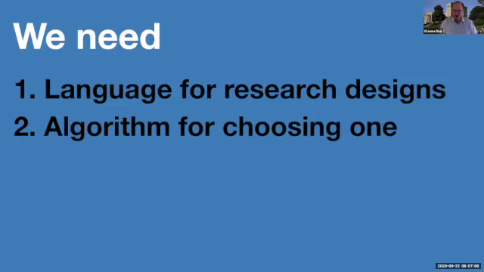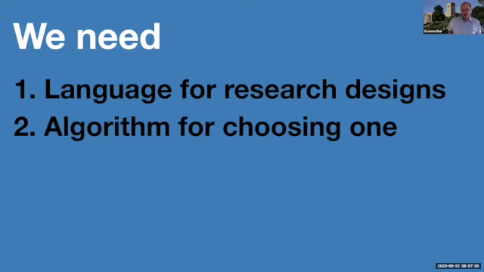Okay, so in order to make all of these choices in our research, we really need 2 things. First, we need a language for describing research designs that provides us a tool for being able to say what are the important components of this design, and then lets us evaluate that design according to criteria that we care about, such as power, but also bias and other things that I'll talk about.